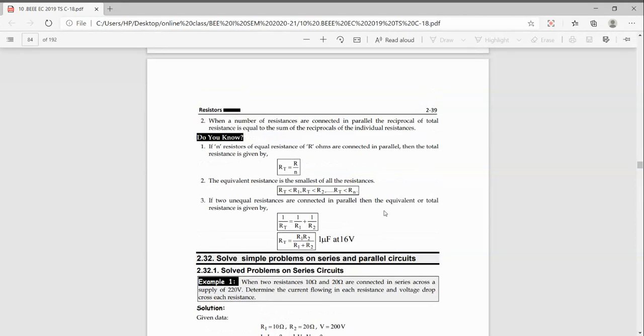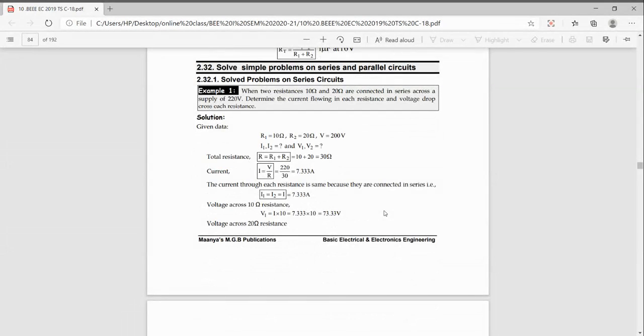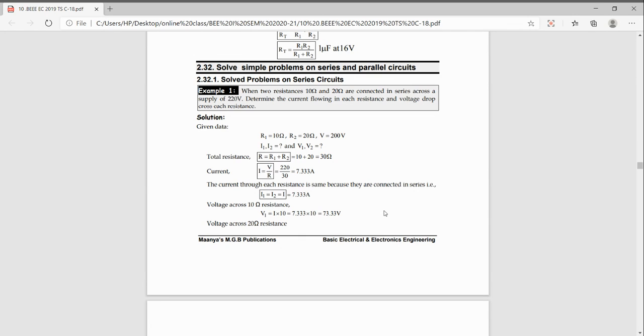Now we'll solve some problems on series and parallel circuits. This will come for an examination. Fine, we'll take a series circuit here. When two resistors, 10 ohms and 20 ohms, are connected in series across a supply of 220 volts, determine the current flowing in each resistance and the voltage drop across each resistance. So here there are two resistors, 10 ohms and 20 ohms, connected in series across a supply of 220 volts.